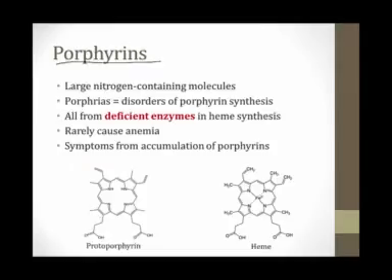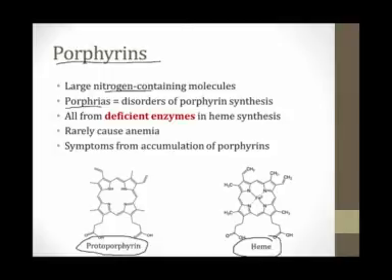Porphyrins are large nitrogen-containing molecules that are important components of heme, which as you may know is an important component of hemoglobin. At the bottom left side of the screen is the structure of protoporphyrin. Protoporphyrin is part of the heme molecule. When you add an iron to the middle of a protoporphyrin molecule, you get a molecule of heme.